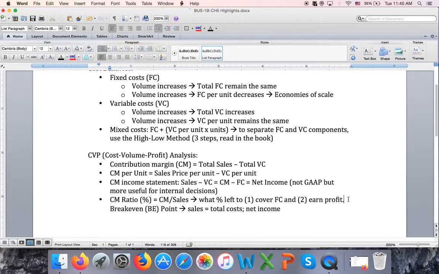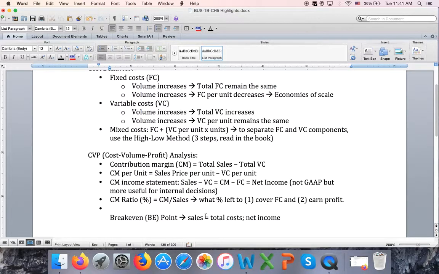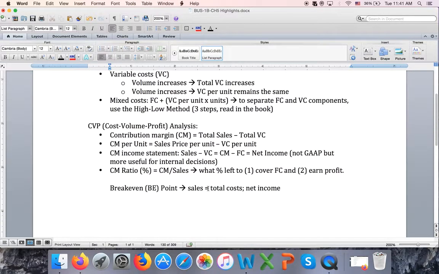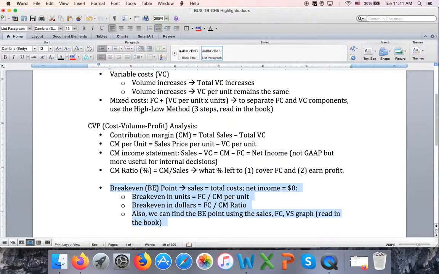So the next concept is break-even. The break-even point is very important for us to know. It's the point when my net income is equal to 0. It's the point at which my sales are equal to my costs, so I am neither at a loss nor at a profit. So these are the formulas.